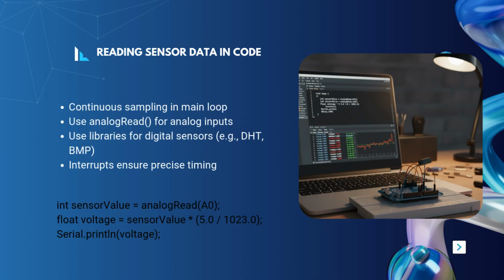For digital sensors like DHT11, we often use ready-made libraries that handle communication protocols. Example: float temp = dht.readTemperature(); float humidity = dht.readHumidity(); To maintain real-time behavior, this code runs continuously inside a loop, or, in time-critical cases, inside an interrupt service routine, ISR, that triggers automatically at specific intervals. Using interrupts ensures that sensor readings are not delayed by other processes. This technique is vital in systems like heart rate monitors or motion detectors, where even a fraction of a second delay can affect results.